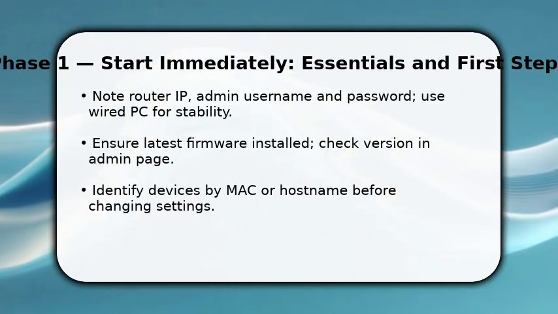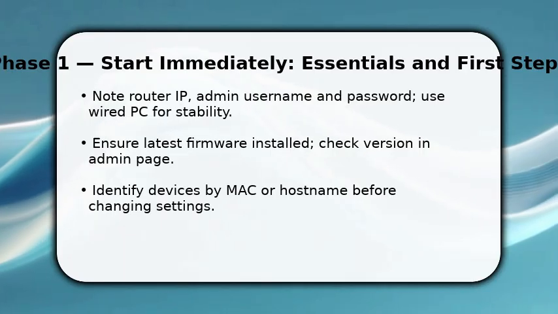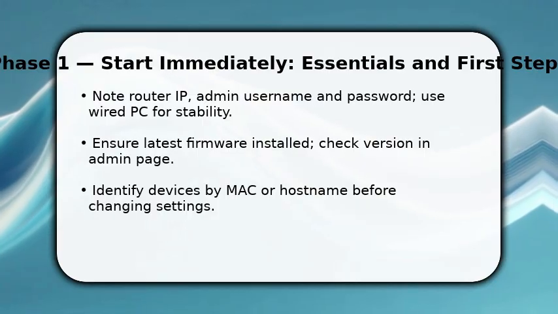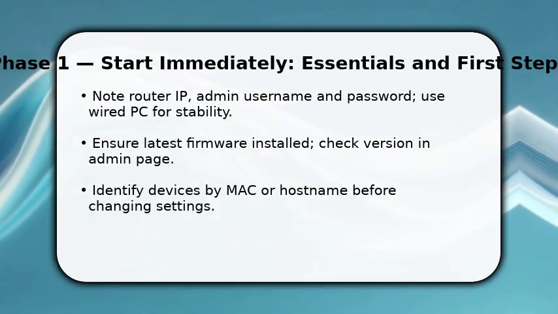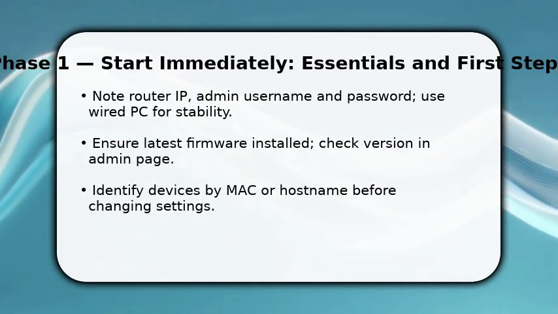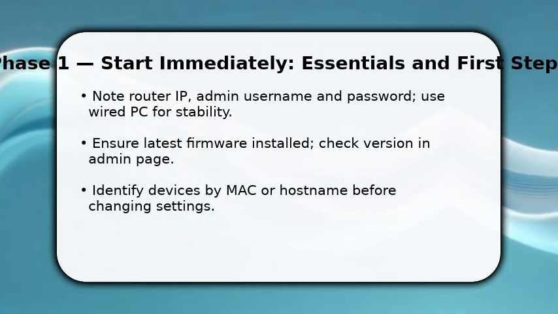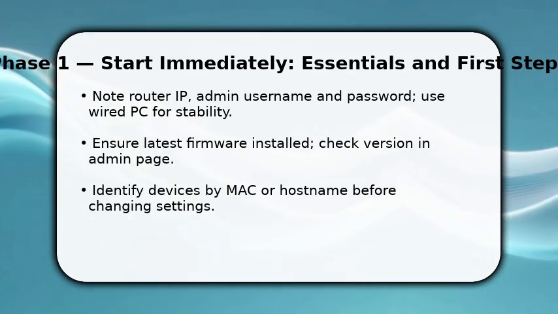You start by logging into the router web GUI from a wired PC. This avoids dropouts and saves time. Once logged in, locate the admin password area and verify the firmware version. Updating matters because fixes and new features control data accurately. Make sure to list connected devices by MAC or hostname so you know what to limit.